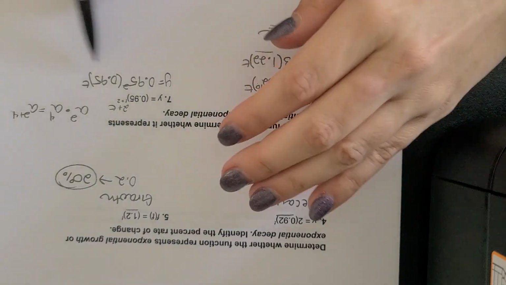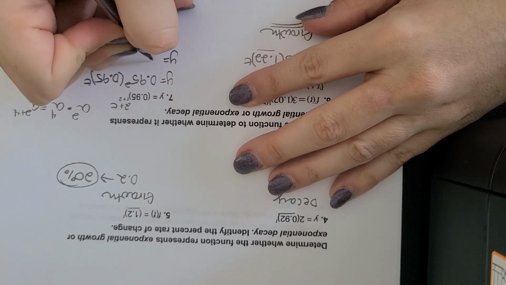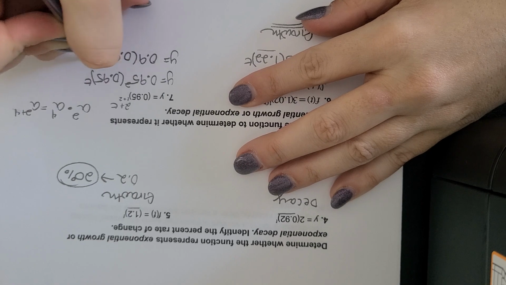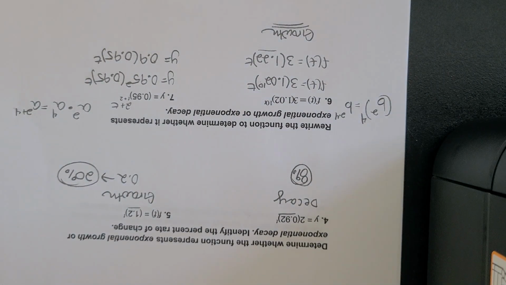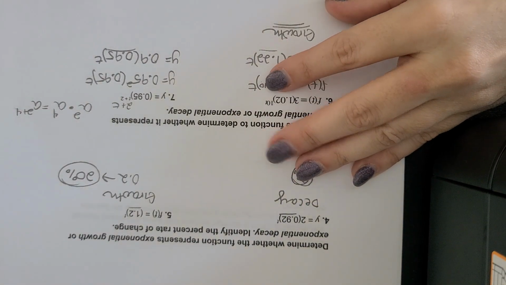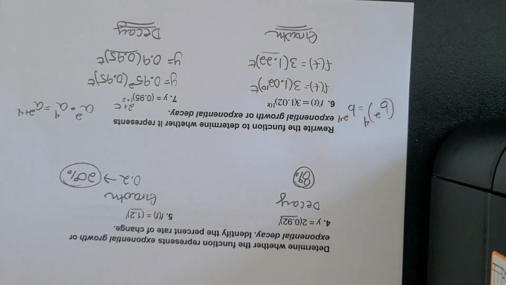And there's a reason that I wrote it like this, because now when I do 0.95 squared and I get 0.9, now it's in a times b to the power of t format, which is what I want. And I can look at this, it's less than 1, so that's going to be decay.